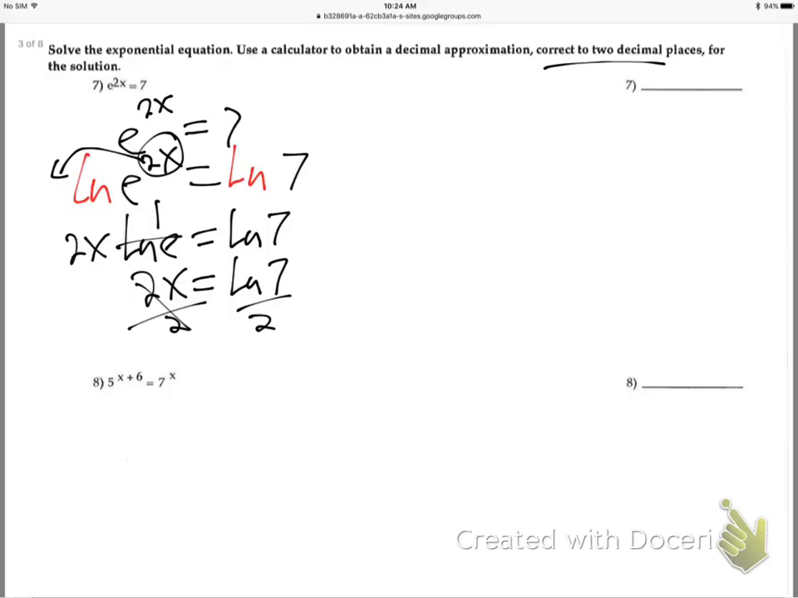Boom. Yeah, make sure you can do that by hand as well, because I might ask you to not give me a decimal. I might say, hey, give me an exact answer. So you'll need to be able to do it by hand if I say exact answer. So there's the exact answer. What's the decimal? 0.97. There we go. Good? All right.